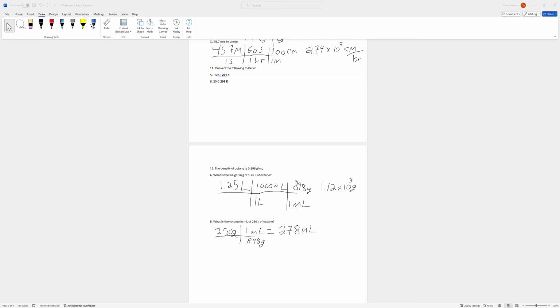For B, that is relatively straightforward. You're going to take your weight and divide by your density. But yeah, if you have any questions about that, let me know.